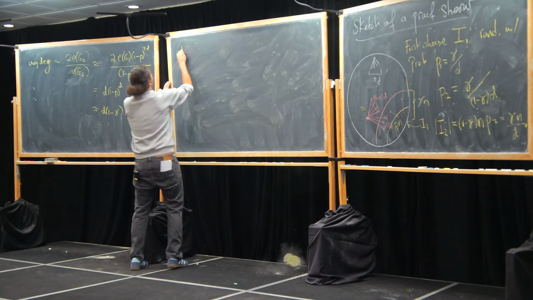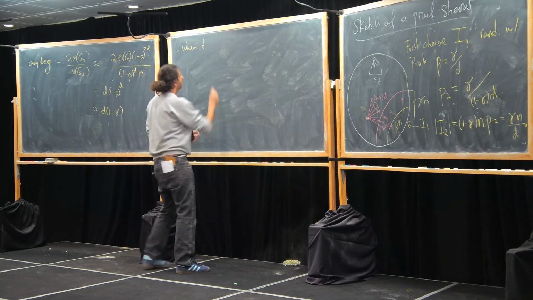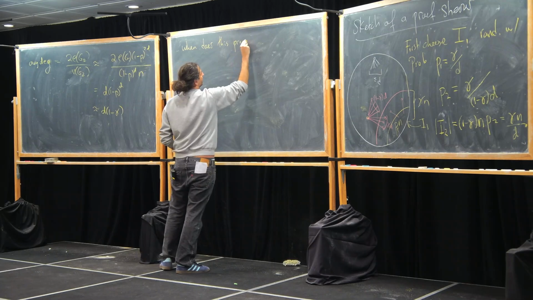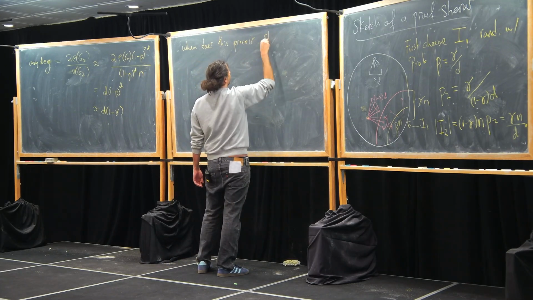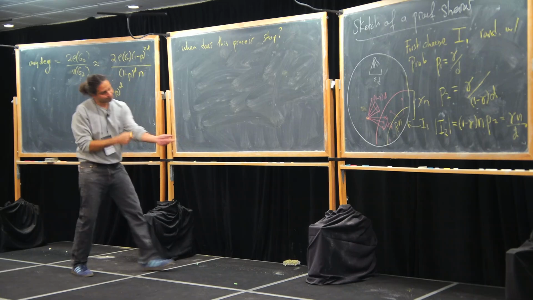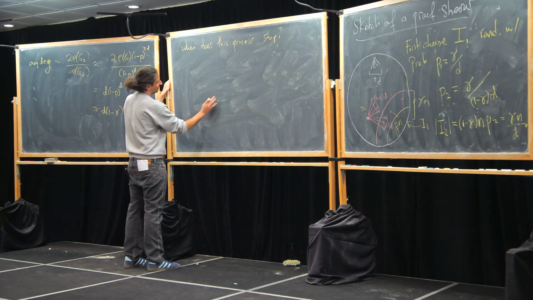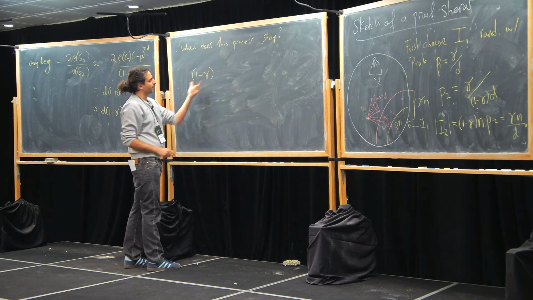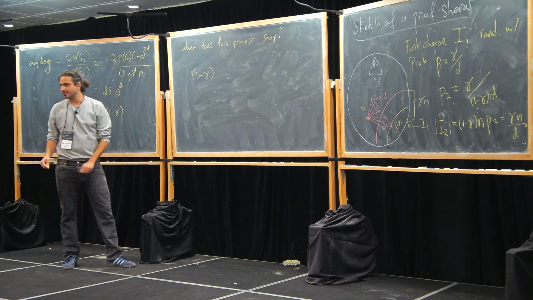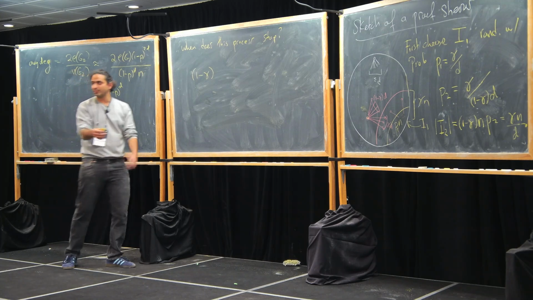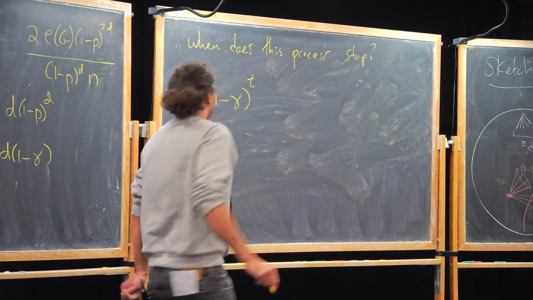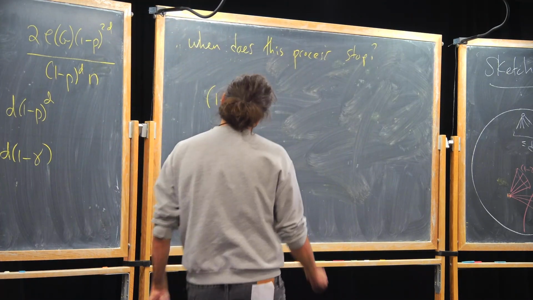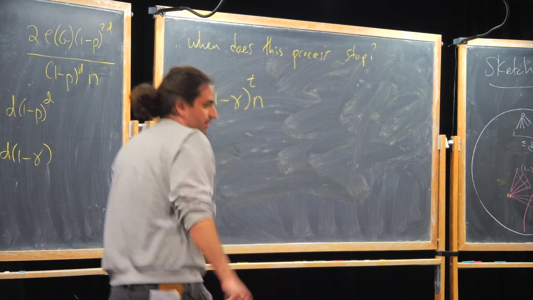So when does this process or procedure stop? Well, in each step, I shrink the graph by a 1 minus gamma factor, right? Every time I'm going down it by a factor of 1 minus gamma. So let's say t is the point that I stop. And this will be the size of the graph when I stop.